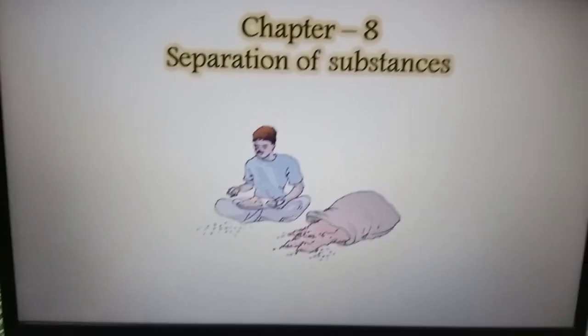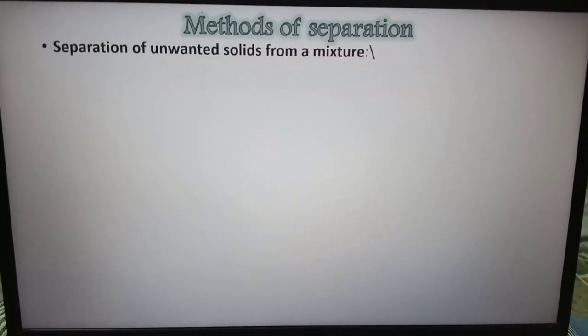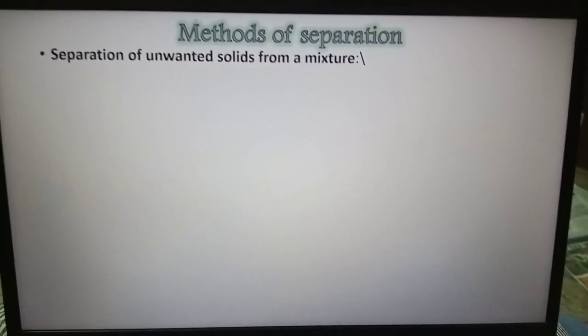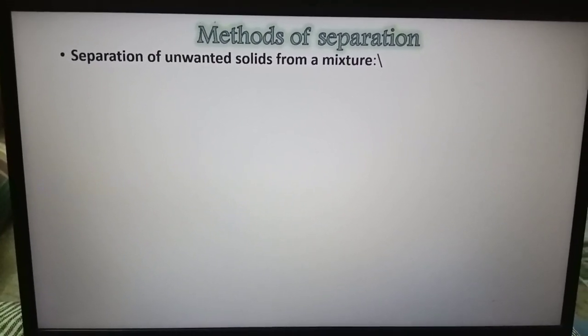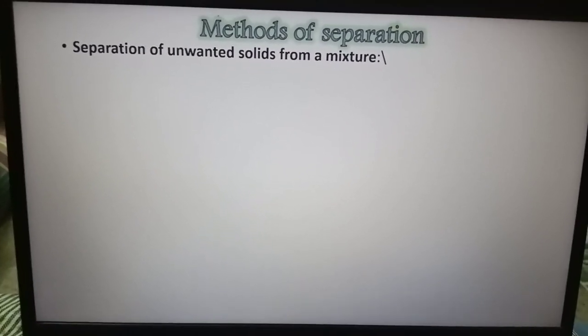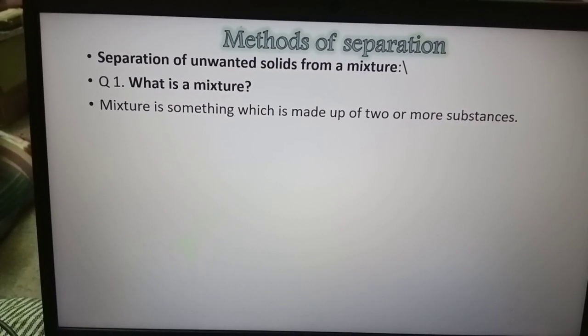So this is chapter 8, separation of substances. Here we are learning what is a mixture and how do you separate mixtures. First of all, the question is, what is a mixture?